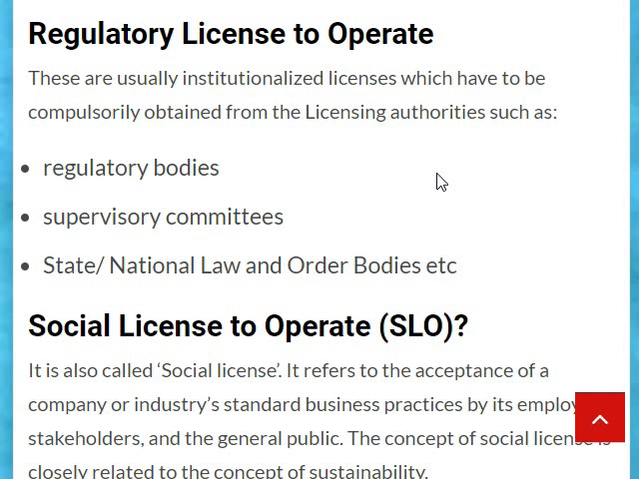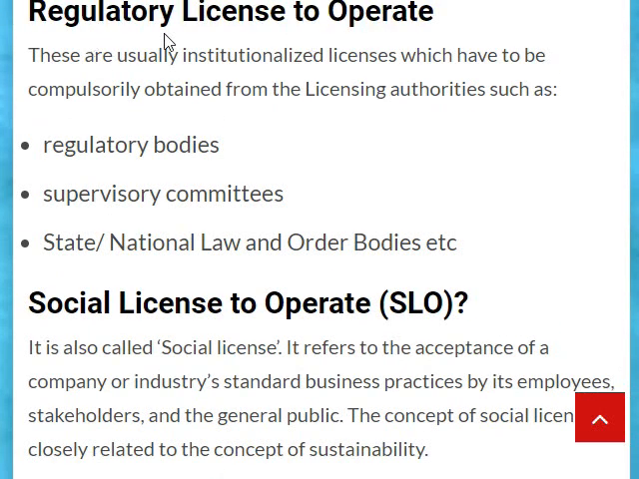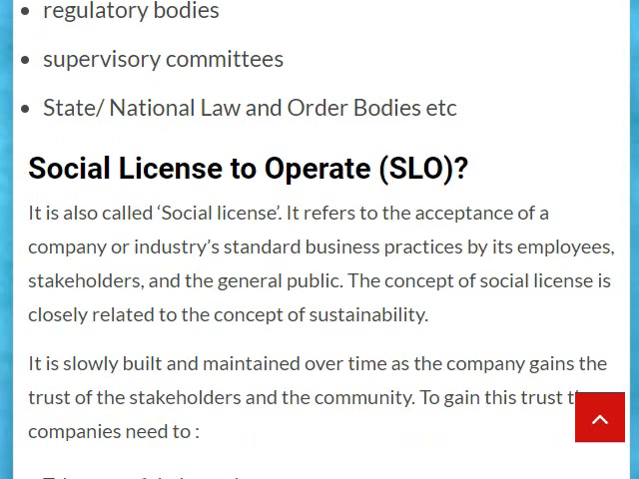For example, in India, you might have to obtain a permission from the National Green Tribunal in order to go ahead with a huge construction plan. So these are necessary licenses that you have to obtain in order to run your company or business at a particular location. These are not optional. And the regulatory license to operate is used in a more formal sense.